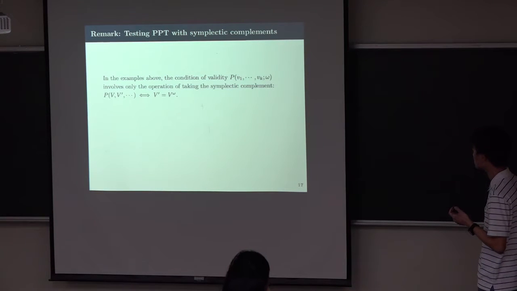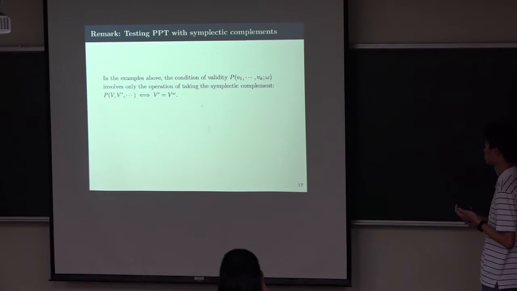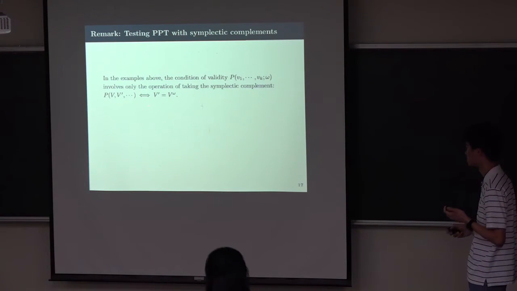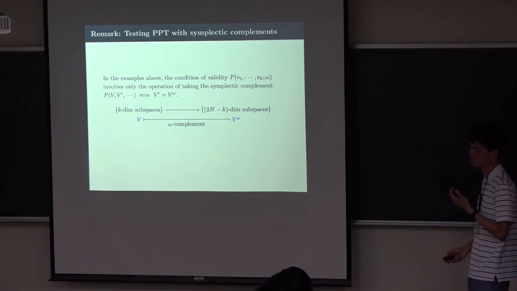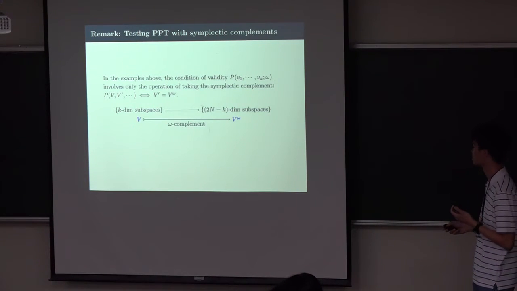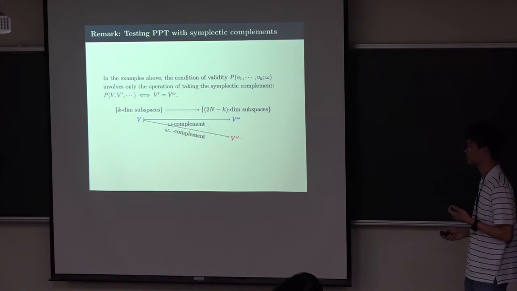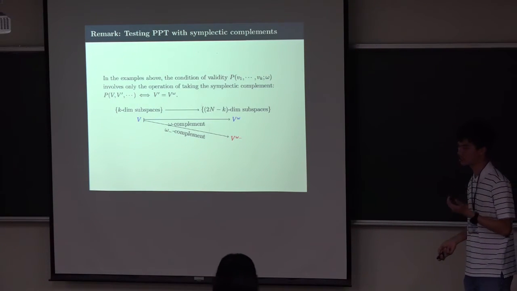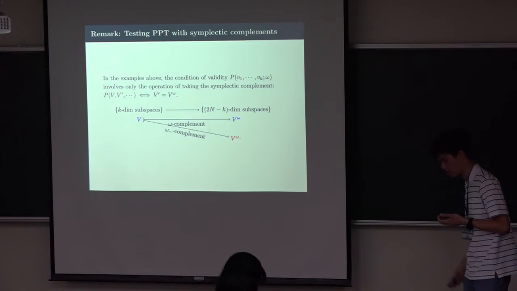So, in some of the examples above, the condition of validity involves only the operation of taking symplectic complements. So we can give a geometric interpretation of this kind of condition. The symplectic complement takes a k-dimensional subspace to a 2n minus k dimensional subspace. And the omega minus complement also maps in this way. So whether the state satisfies PPT only depends on whether these two subspaces are the same.